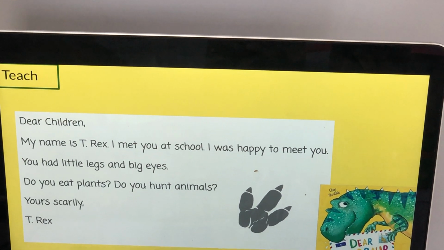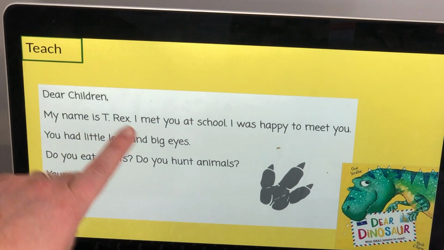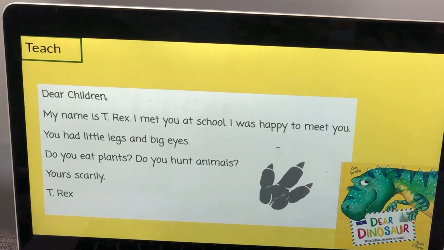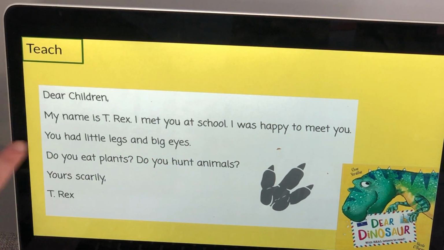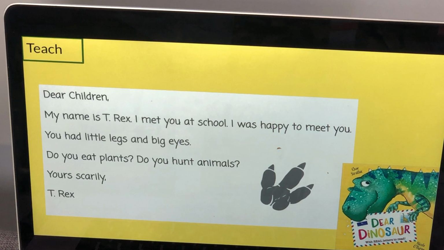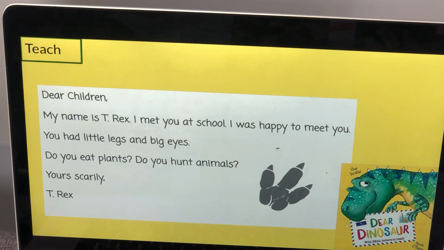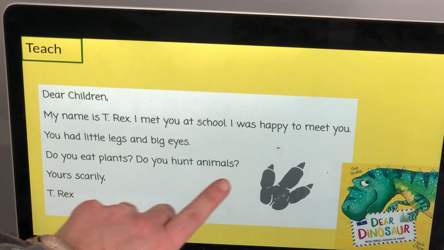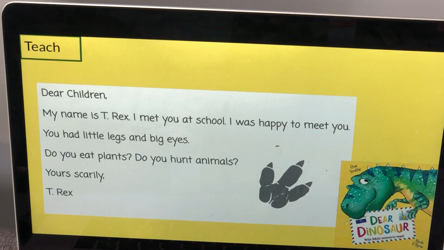In the next sentence, we introduce ourselves to the dinosaur. He said, "My name is T-Rex." For your sentence, you will write, "My name is," followed by your name. Then we've got the main part of our letter. Here the dinosaur told us what he could see when he looked at us. What could you see when you looked at the dinosaurs? Then we have the section where we ask some questions for the dinosaur to reply to. This is where you'll put the questions that you thought of yesterday.